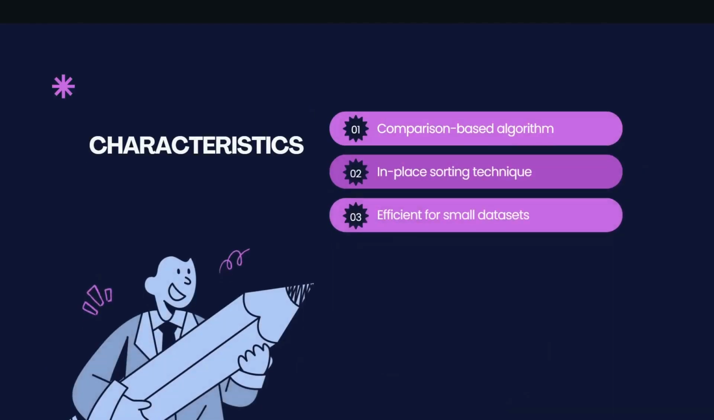Coming to the characteristics of insertion sort: it is a comparison-based algorithm, as every time we shift and insert, we have to do the comparison first. It is also an in-place sorting technique and efficient for smaller data sets. Since we do shifting and inserting each time, it is usually used when the data set is nearly sorted or quite small.